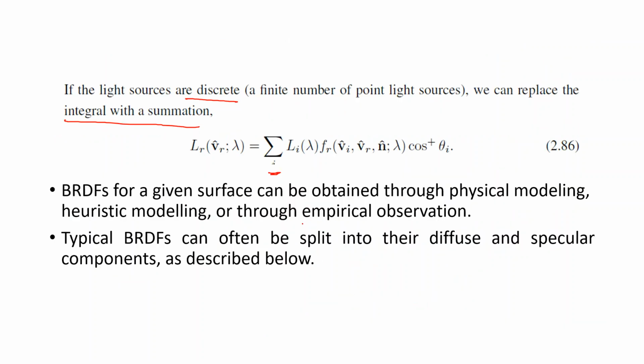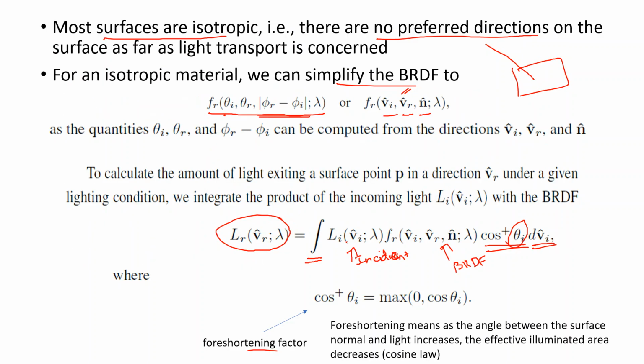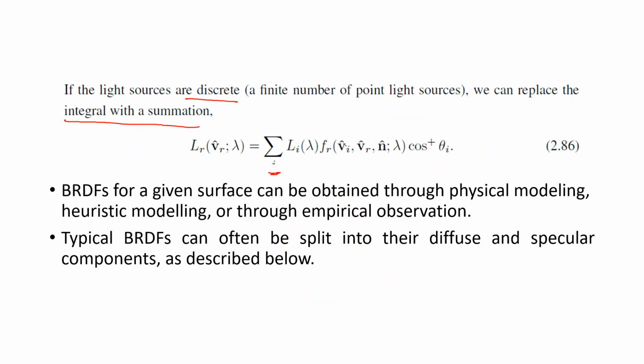When the light is discrete, we have to replace the integration with summation, and you can see there are two changes. Vi is omitted, right? Here the Vi term is omitted because we don't know the direction of the light. If we assume the surface is getting different directions of light, then it is not continuous. Vi represents the direction, so we can determine the direction only if it is continuous. So we are omitting the Vi.